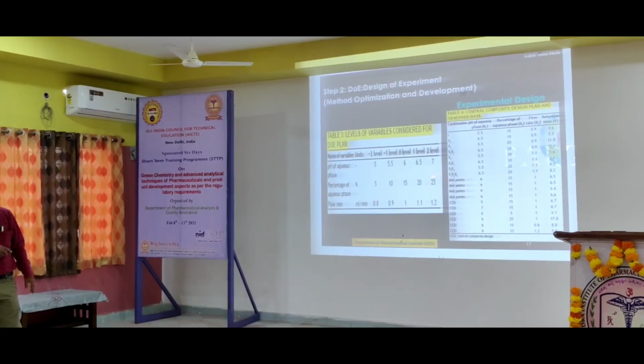You can go up to 30 also if your column is supporting. If your column is supporting 30% mobile phase, you can go up to 30. If it is supporting 40, you can go 40 also. But you have to fix this level according to your column back pressure.